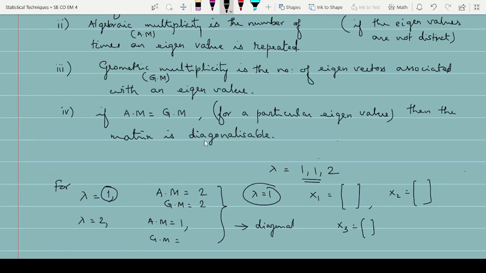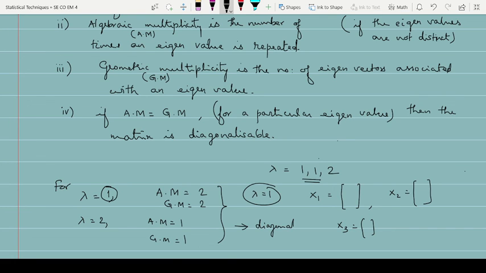So algebraic multiplicity is 1 and geometric multiplicity is, suppose, 2. Suppose you got two vectors for that. In this case the matrix will not be diagonalizable. They should be equal. However many eigenvalues there are, that many times you have to find AM and GM, and they should be the same in all the cases. So here also it should be 1, then it is diagonalizable.